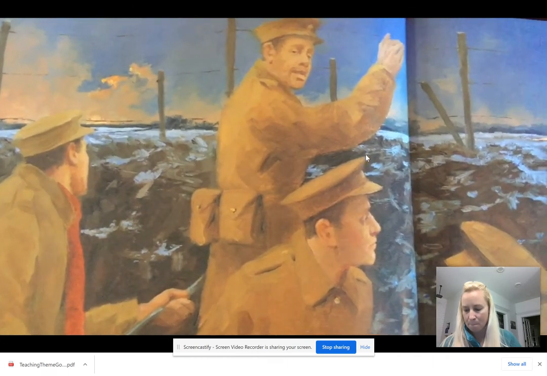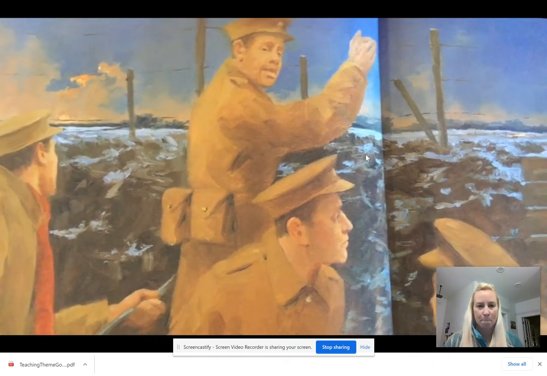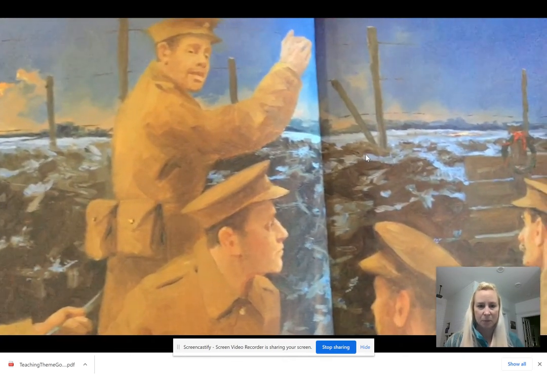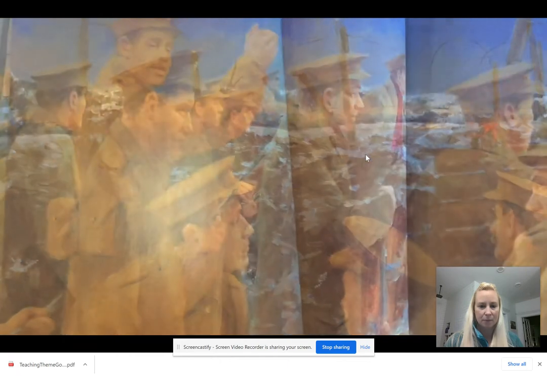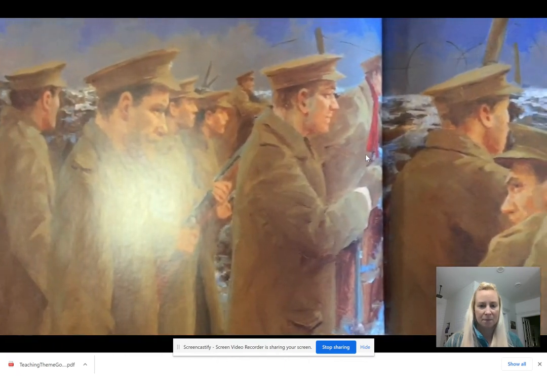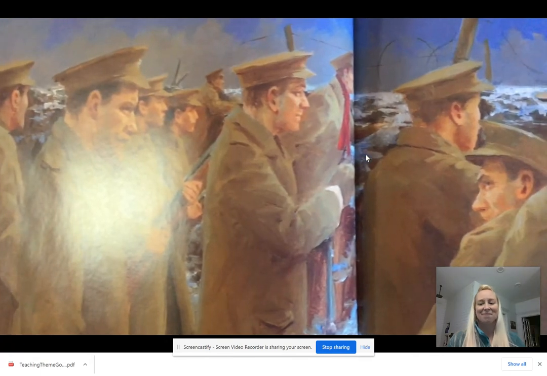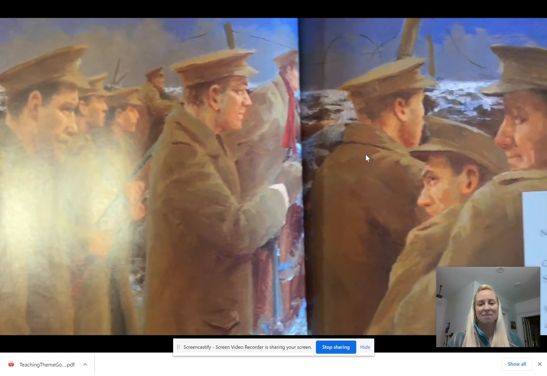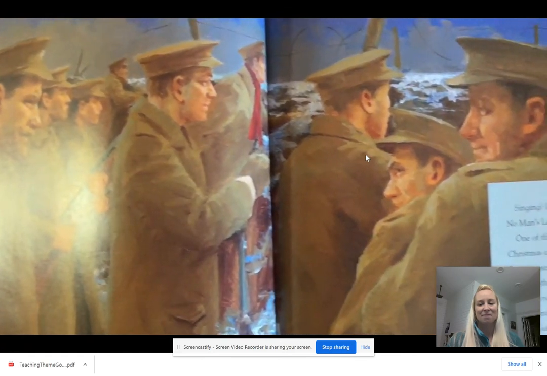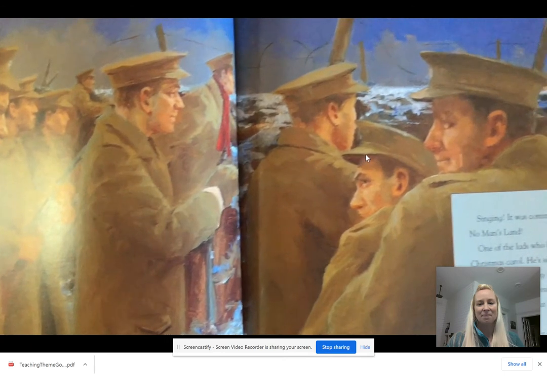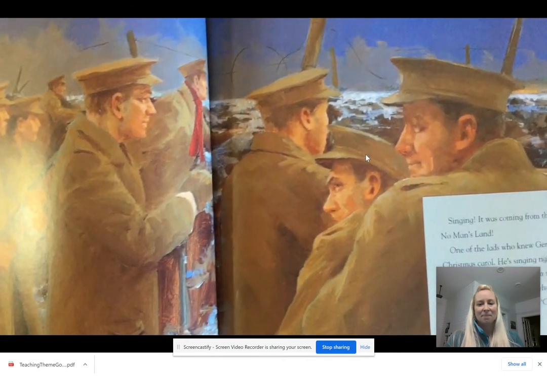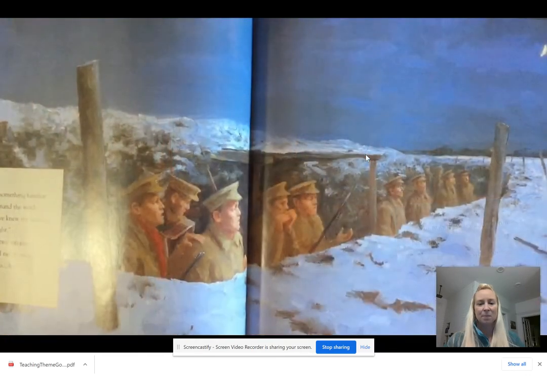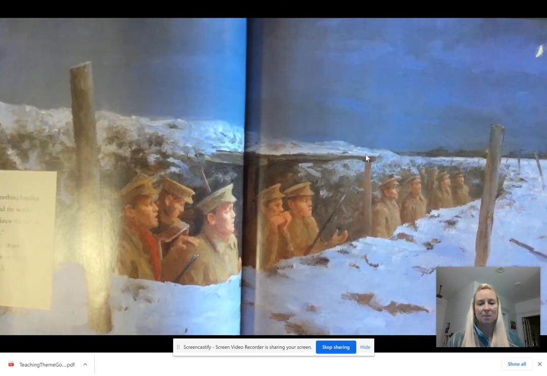Suddenly, a sentry signaled for silence. We all hushed. A ghostly sound cut through the cold night air. Singing! It was coming from the enemy's side of no man's land. One of the lads who knew German said, "It's a Christmas carol. He's singing right well, you know." Soon it seemed every German voice joined in. When they were finished, what could we do? We sang right back at them. "God rest ye merry gentlemen." All of us knew that one.